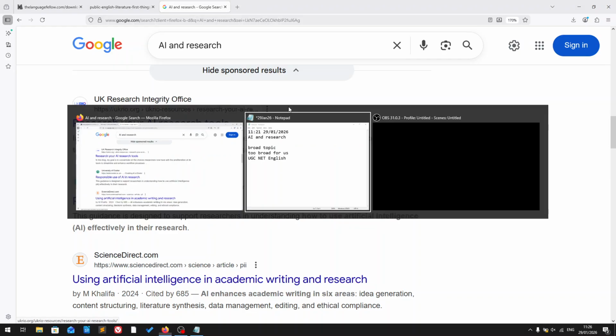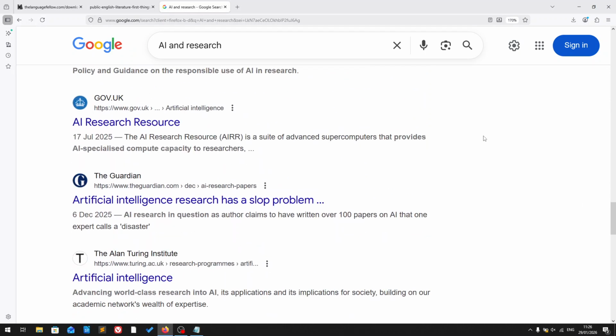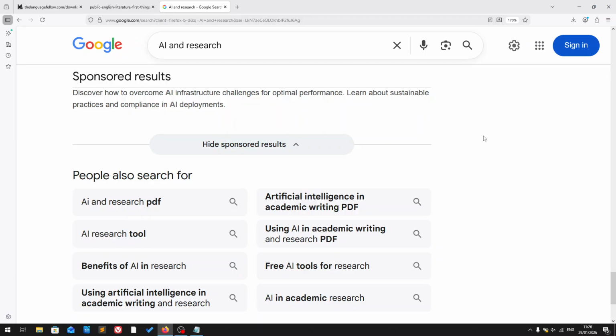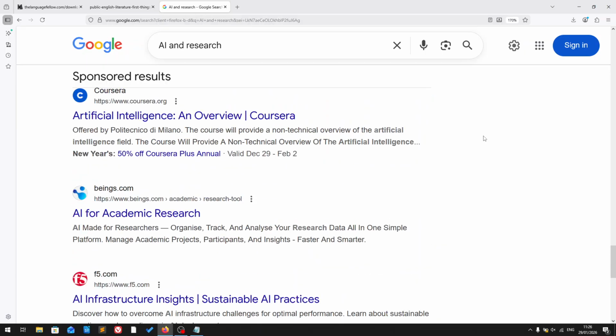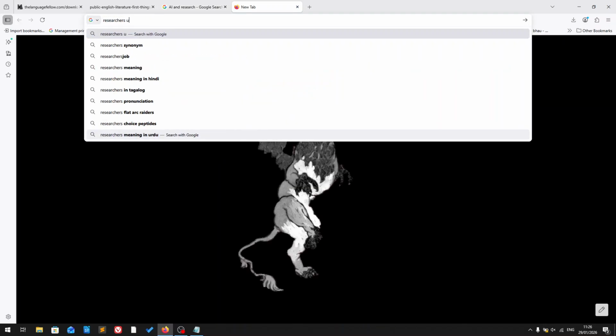And with that start, let's focus on AI for English literature. Okay, AI research resource, use of artificial intelligence in research. So they're coming up with policies, and they are deliberating over this. They're having a lot of meetings and everything, and they're conducting surveys and so on. And I've said that the academia is catching up, and the question is researchers using AI.